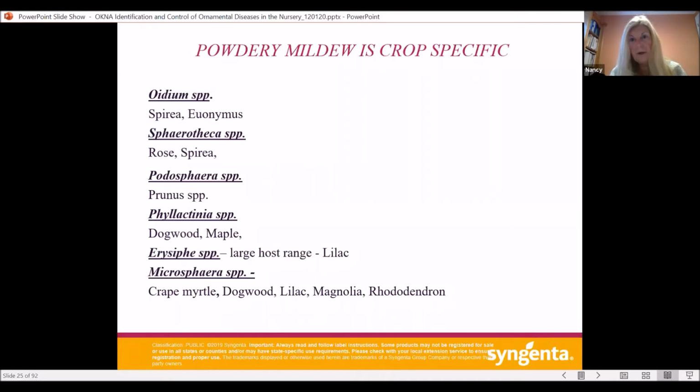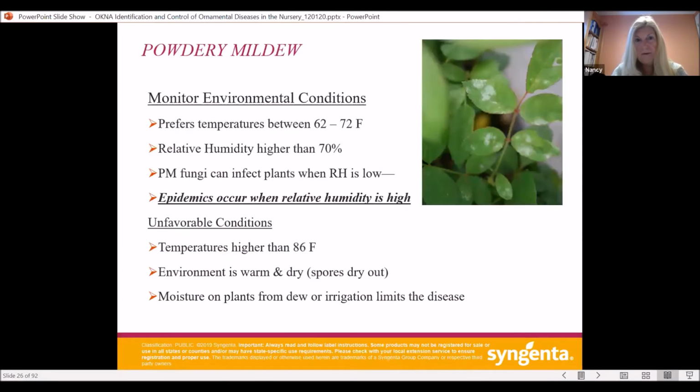Now, although they're very crop specific, the one thing they do have in common is the environmental conditions. They don't require a lot of humidity, but somewhere around 70%, 75% is really enough to get the powdery mildew fungi germinating and creating infections.